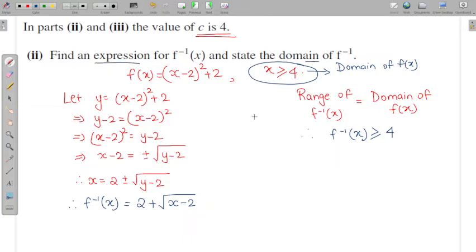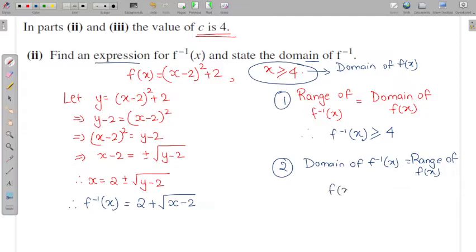Now we have to state the domain of the inverse. This was the first relationship that we had used. The second relationship is that whatever is the domain of the inverse function is equal to the range of the actual function f of x. Whatever was the domain of the function f of x is equal to the range of the inverse, and whatever is the range of the function f of x is going to be the domain of the inverse. So here we first have to find the range of function f of x.